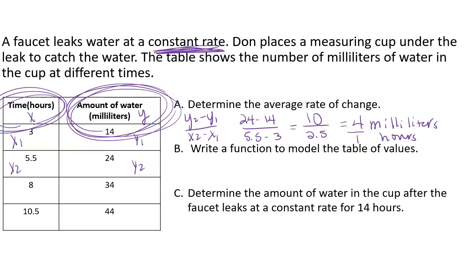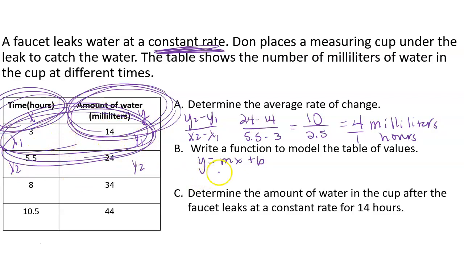All right, part B, write a function to model the table of values. So for that part, we're going to need my B. Okay, this one is not going to be easy to find by going backwards, so we're going to plug in. So y equals mx plus b. So let's just use the first 2 points. So I'll have my y is 14 equals my m 4 times my x is 3 plus b. Okay, so then I'll come over here. 14 equals 4 times 3 is 12 plus b. Subtract 12 on both sides. I get 2 equals b.